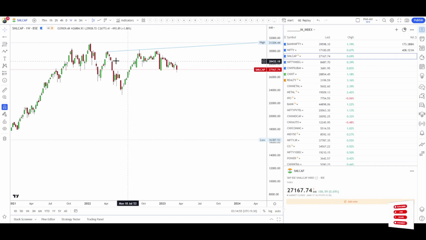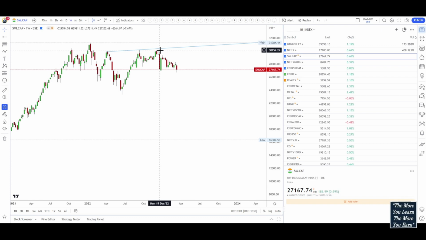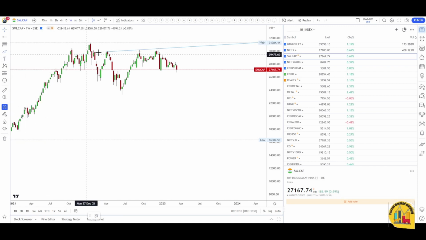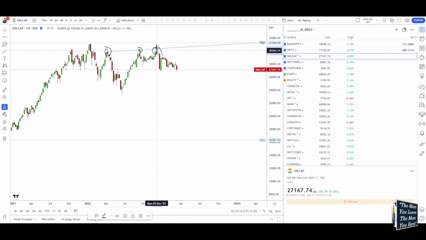It is sideways for quite some time, again from April 22. Look at it, it has not been able to cross 30,000. It has made an attempt 1, 2 and 3. So it's made an attempt 3 times, and since then it has not been able to make a high on this. So you can see here. So that's where we are on Nifty small cap.